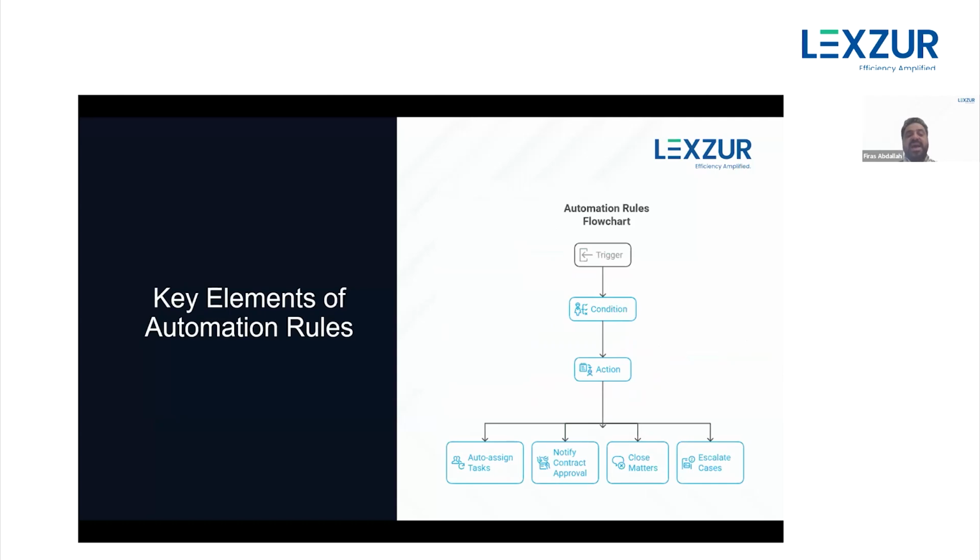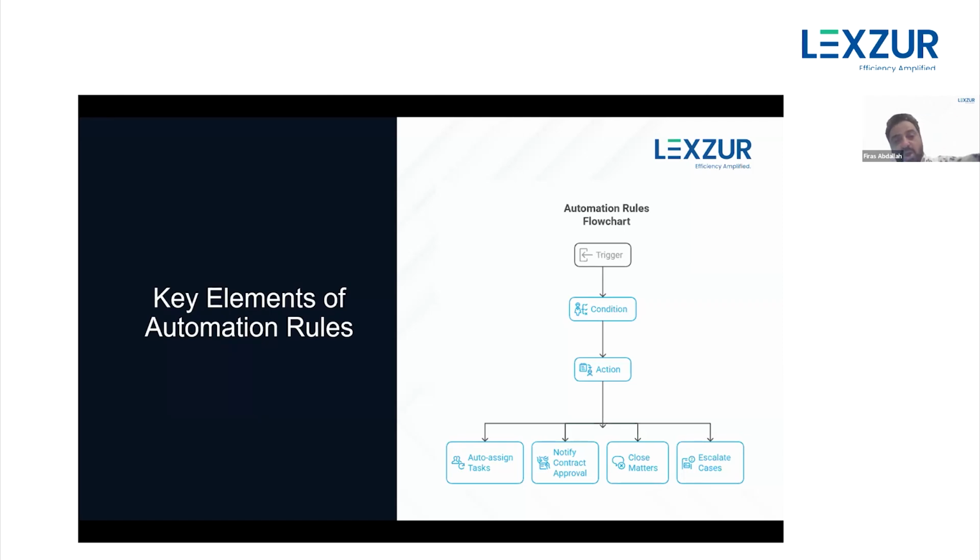So what are the key elements of automation rules? Key elements consist of three core components that make up an automation rule. The first element is triggers. Triggers initiate the rule when an event occurs. For example, a task is created, a litigation case is created, a priority is modified, etc. So an event triggers something. A trigger initiates the automation rule.